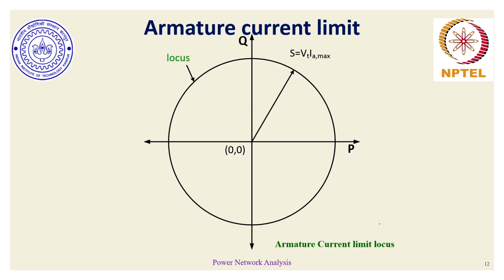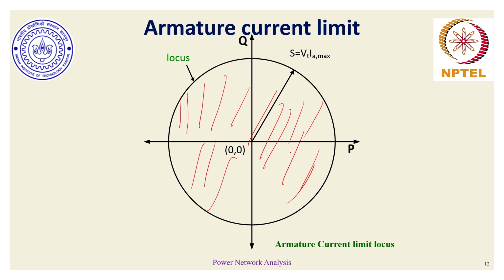And the circle looks like this. This is the locus. All points which are inside this particular circle are safe operating points from the perspective of armature current limit for the cylindrical pole synchronous machine. Now, why did I talk about the machine? I'll come to that in a moment.